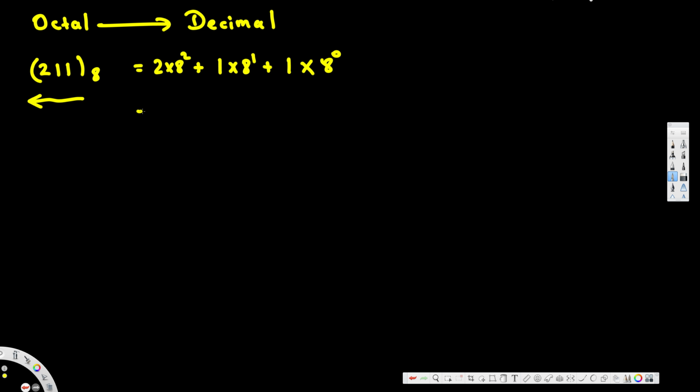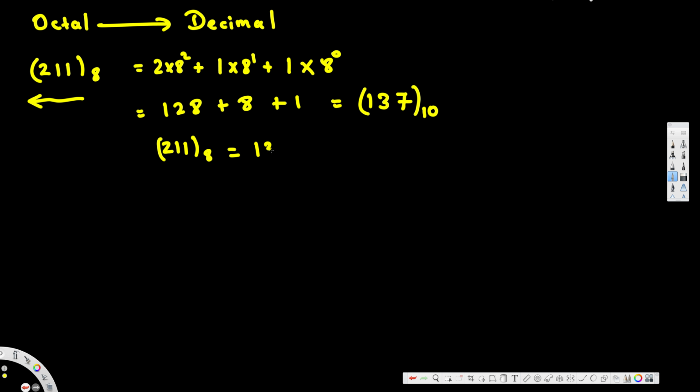Now let's look at this one. 8 squared is 64, times 2 gives us 128, and this is going to give us 8, and this is just 1. 128 plus 8 is 136, plus 1 is 137. So this is going to be the decimal number, base 10. So 211 base 8 is equal to 137 base 10, and that's how we convert octal to decimal.